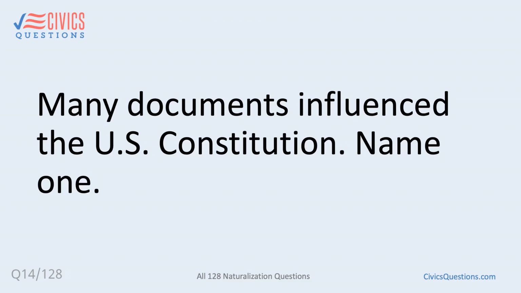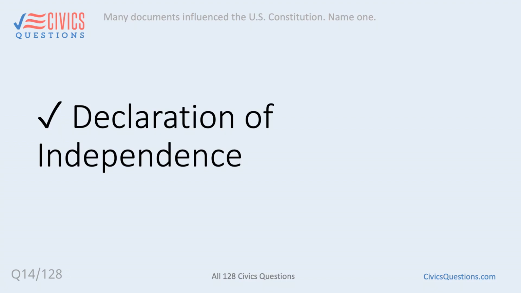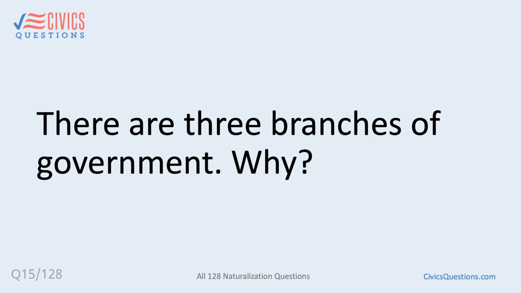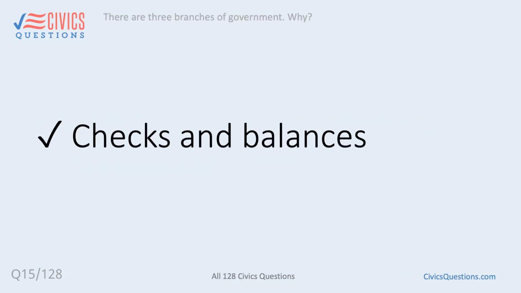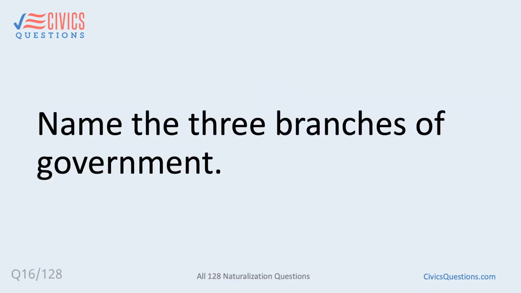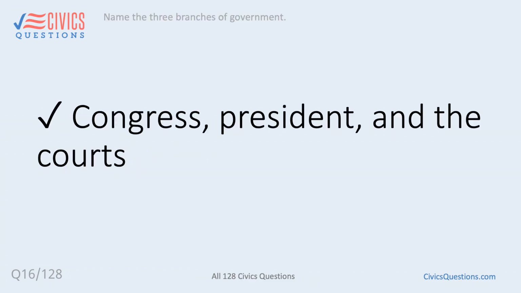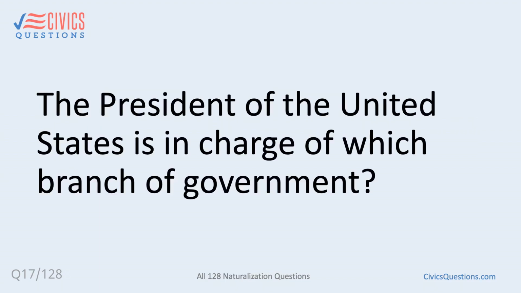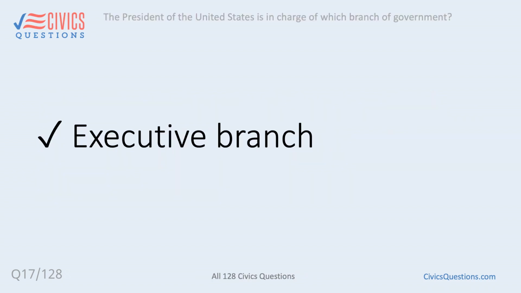Many documents influence the U.S. Constitution. Name one. Declaration of Independence. There are three branches of government. Why? Checks and balances. System of government. Name the three branches of government. Congress, President, and the courts. The President of the United States is in charge of which branch of government? Executive branch.